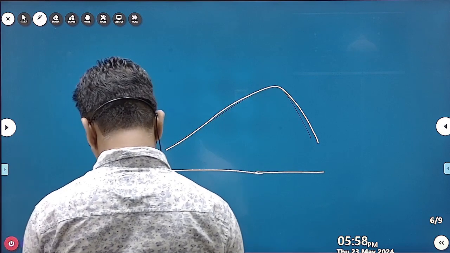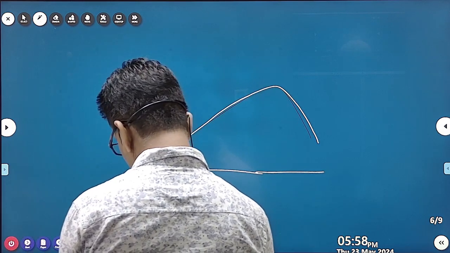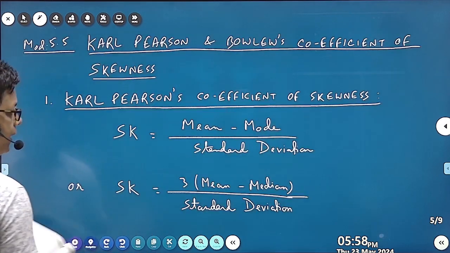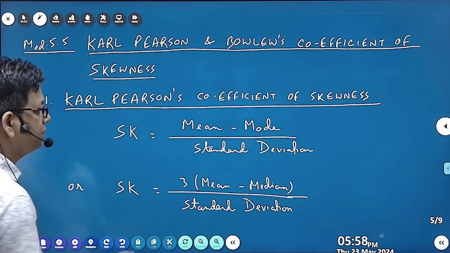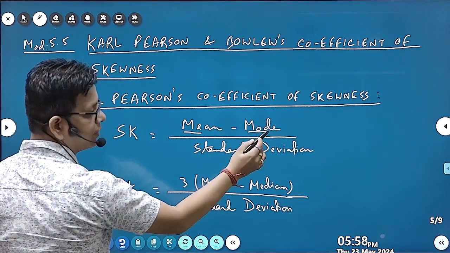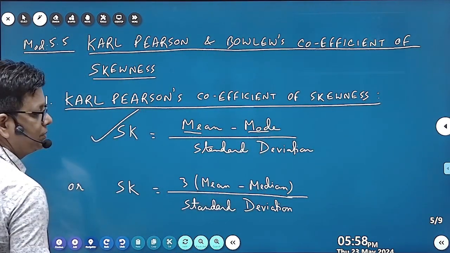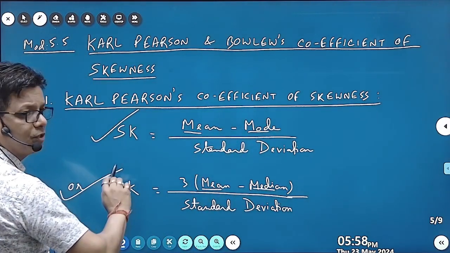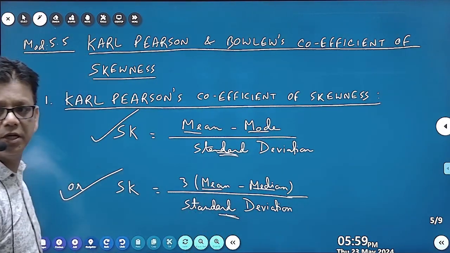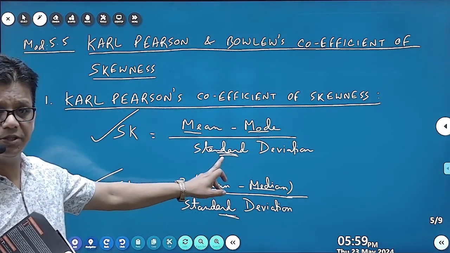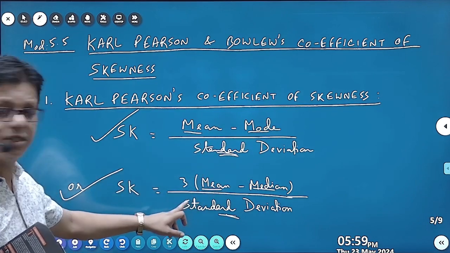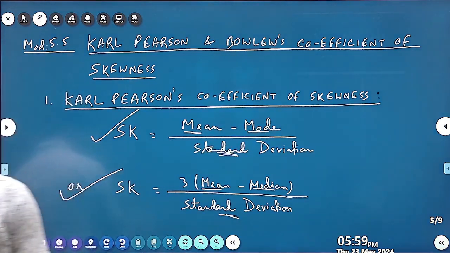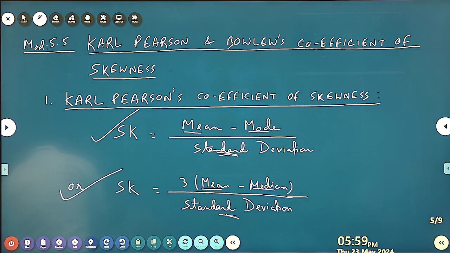Getting my point? Okay. Now look at the formula once. Sometimes in the question, mean and mode are given, not the median. Then we go by this formula. Sometimes mean and median are given, not the mode, so we go by this formula. Standard deviation anyway will be given. So if median, mean and standard deviation are there, then this formula. If standard deviation, mean and mode are there, then this formula. So I'll just show you one example. Write one example.